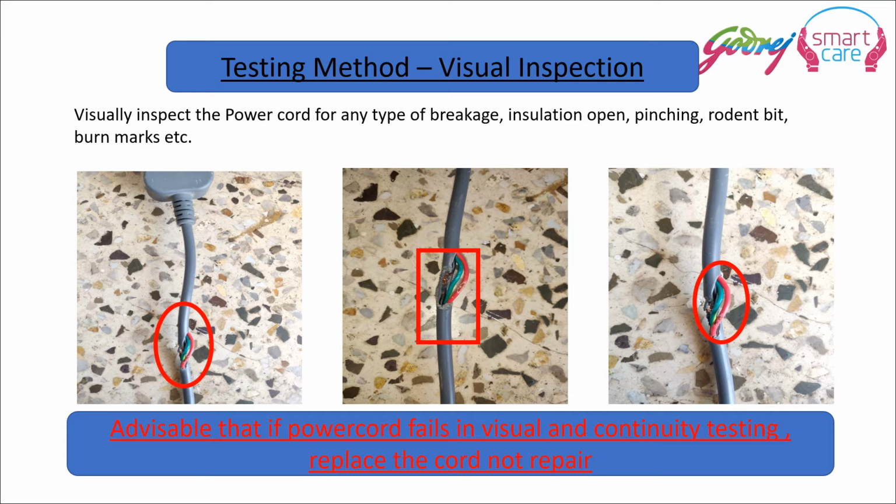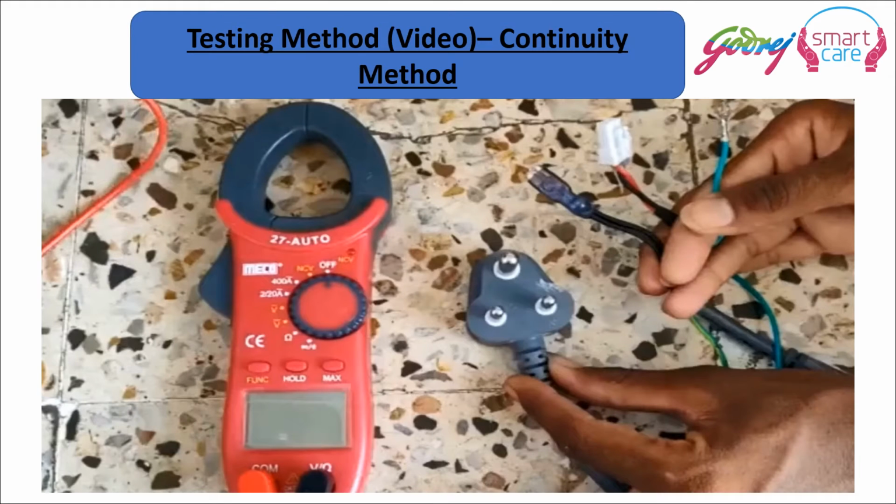These physical damages could happen because of some object falling on the power cord, or due to insect bite or rat bite, or due to some other reasons. Whenever we see such kind of an insulation breakage, we have to immediately replace the power cord. This method is for testing the continuity.